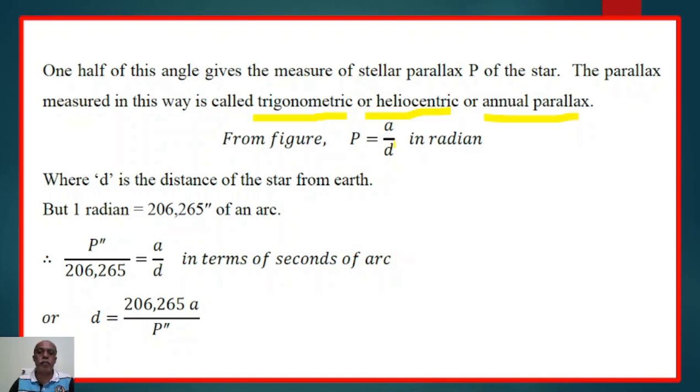Since P is very small, therefore tan P becomes equal to P, therefore P equals A by D in radian, where D is the distance of the star from the Earth and A is the distance between the Earth and the Sun. 1 radian is equal to 206,265 seconds of an arc. Therefore, parallax in seconds of an arc is P by 206,265, that is equal to A by D, or D equals 206,265 A by P in parsec.